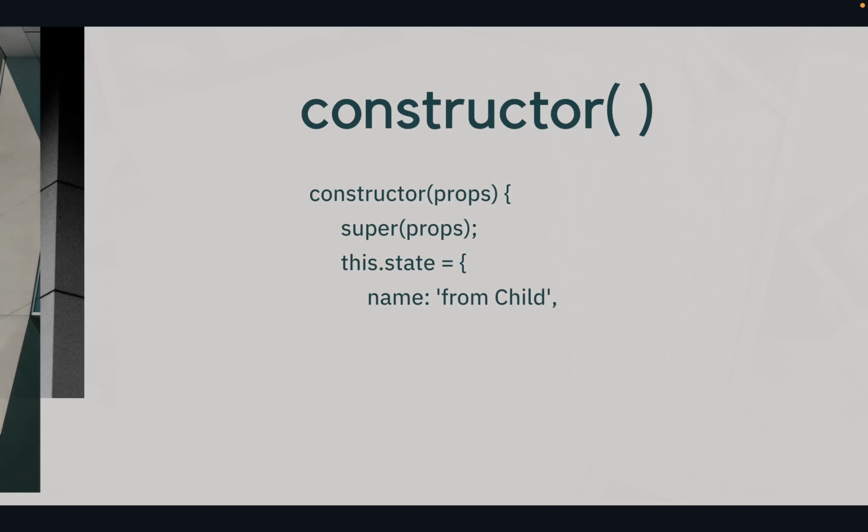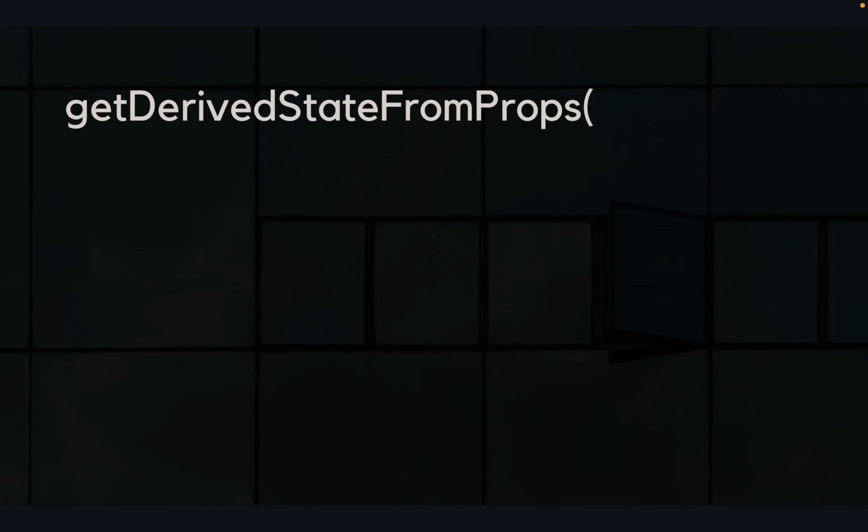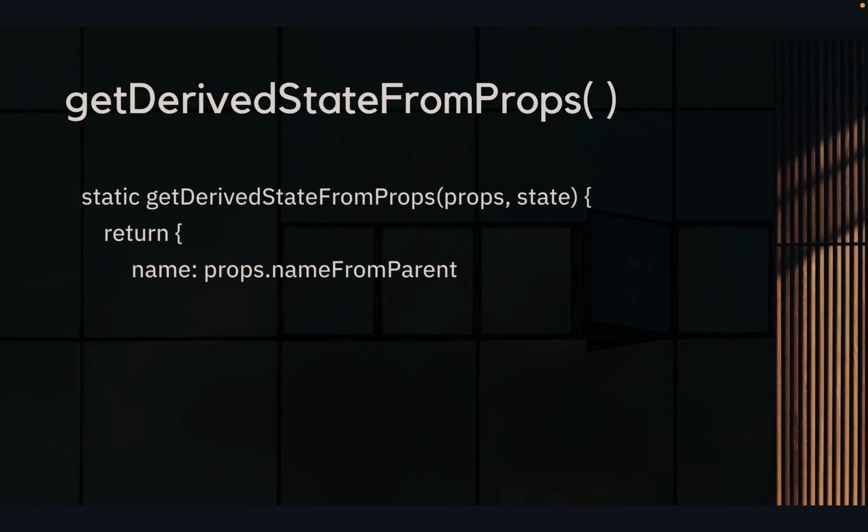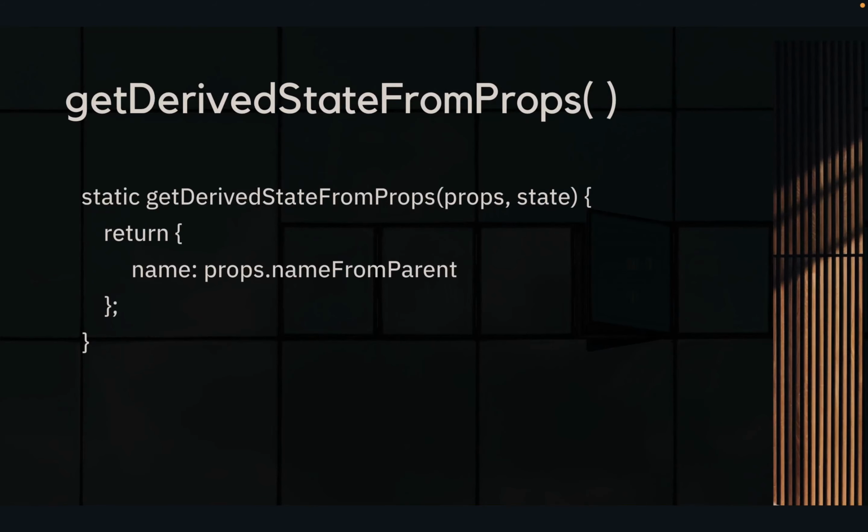First one is constructor. The constructor method is called before anything else when the component is initiated, and it is the natural place to set up the initial state and other initial values. Second one is getDerivedStateFromProps. The getDerivedStateFromProps method is called right before rendering the component. This is the natural place to set the state object based on the initial props, or you can say values from the parent. It takes state as an argument and returns an object with changes to the state.